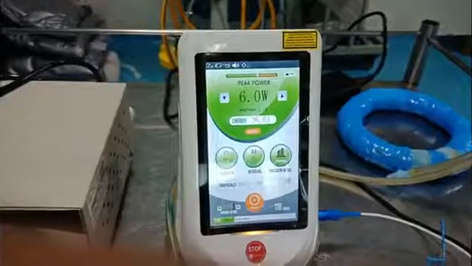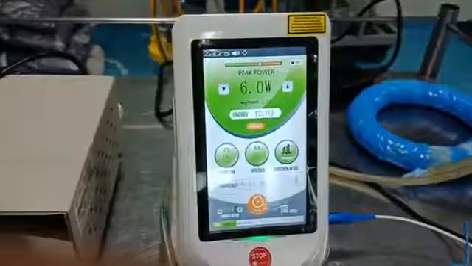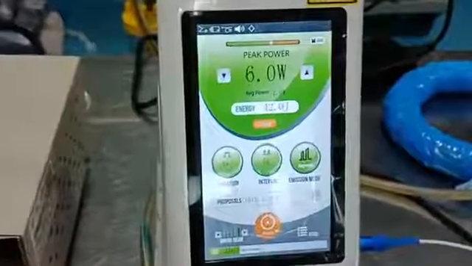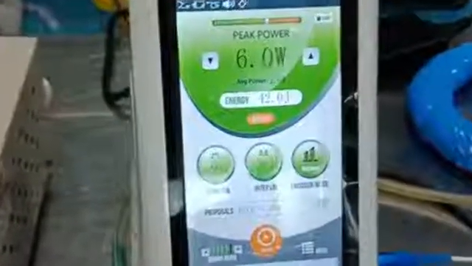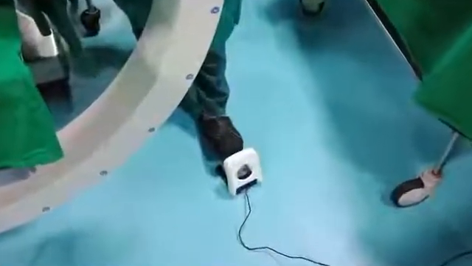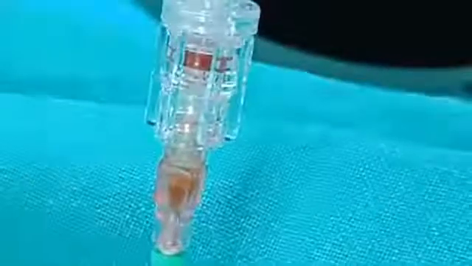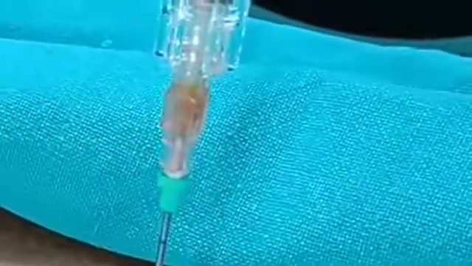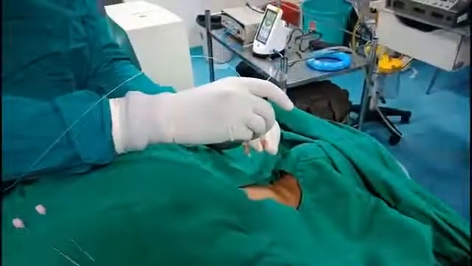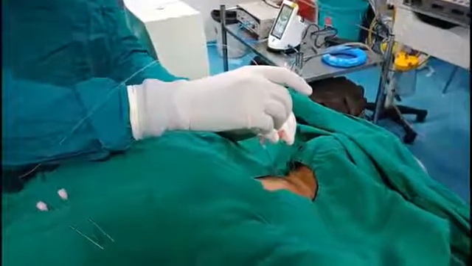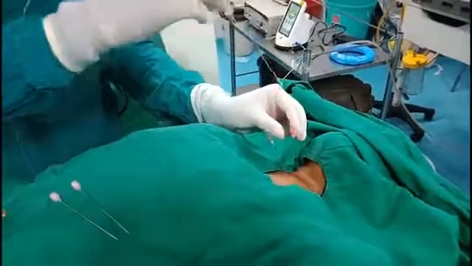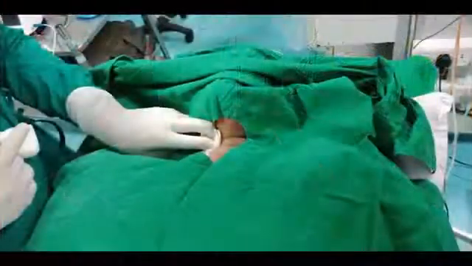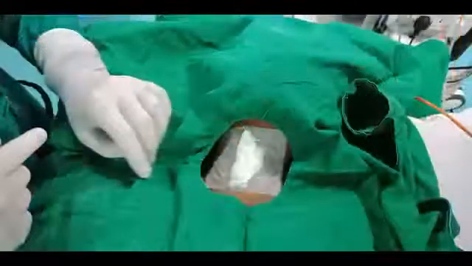And with proper setting, laser firing will be started. With the foot pedal, you can control the laser firing. You can see the bubbles, how the disc material is getting evaporated. After doing the procedure, it is done at the other level. And the needles are taken out, given proper pressure, and an ice pack.